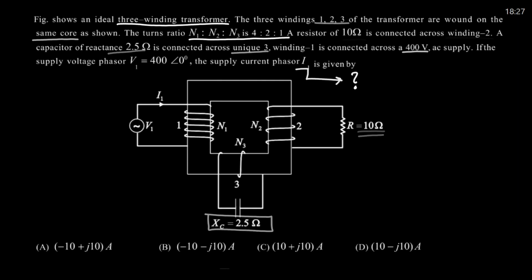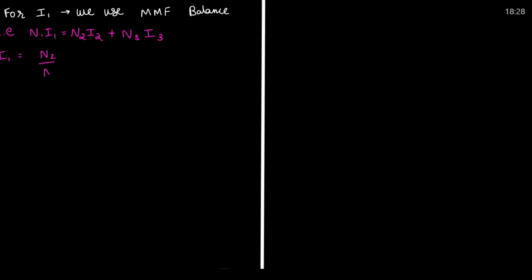In such types of questions, you should always think about what we have to find, and after that think about the data given. Here we need to find I1, hence for finding I1 we are going to use the MMF balance rule, which says the MMF across the windings always remains constant, that is N1 I1 equals N2 I2 plus N3 I3. By this we can find I1, which is N2 divided by N1 into I2 plus N3 divided by N1 into I3. But for that we need I2 and I3, and for finding I2 and I3 we need V2 and V3.